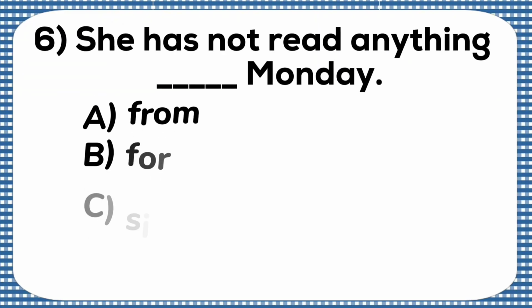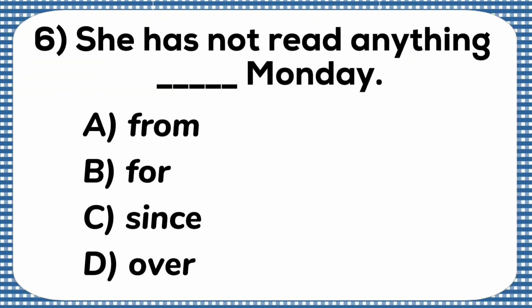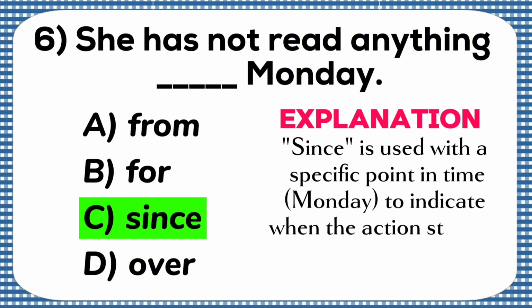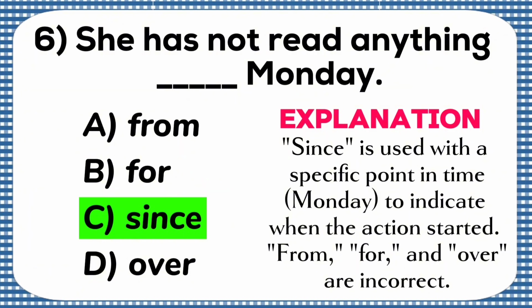She has not read anything dash Monday. The right answer is option C, since. Explanation: since is used with a specific point in time to indicate when the action started. From, for and over are incorrect.